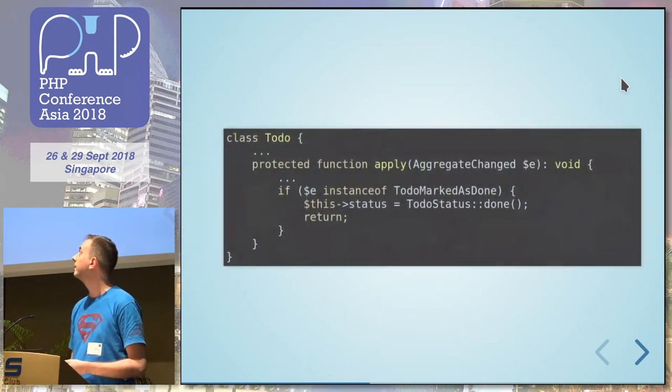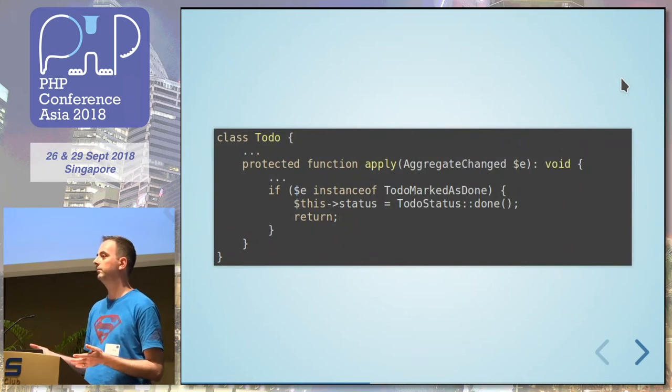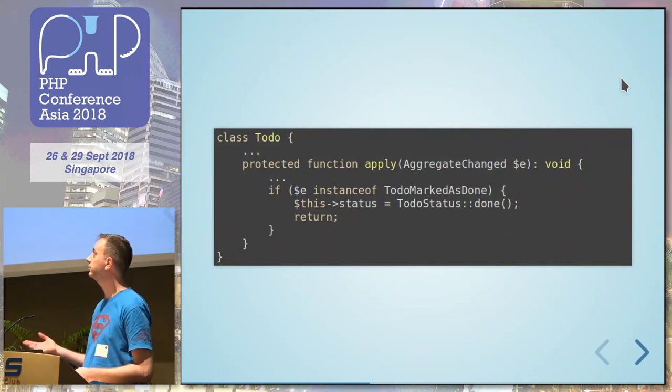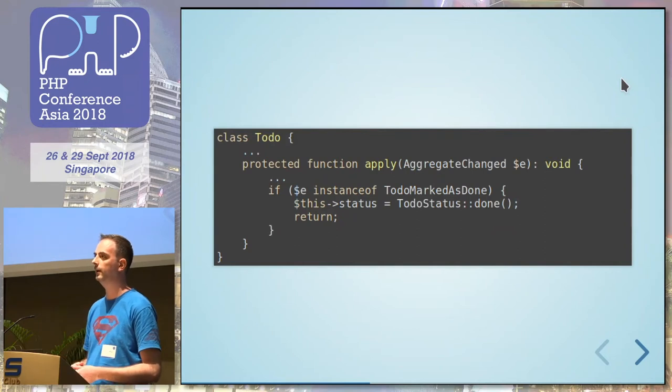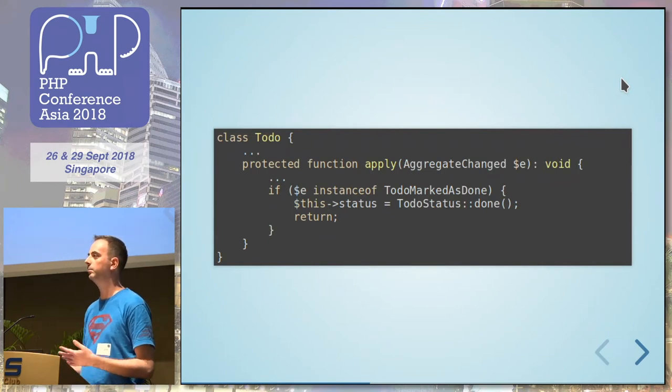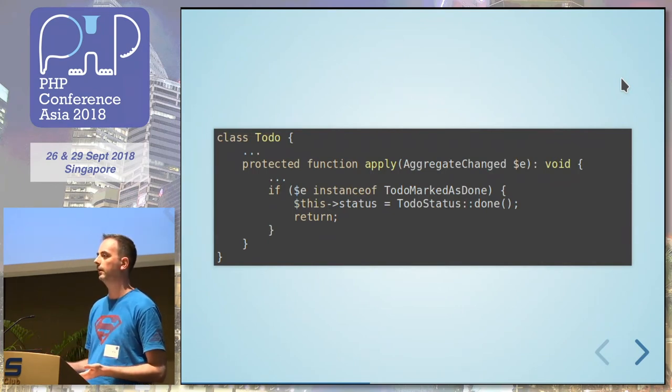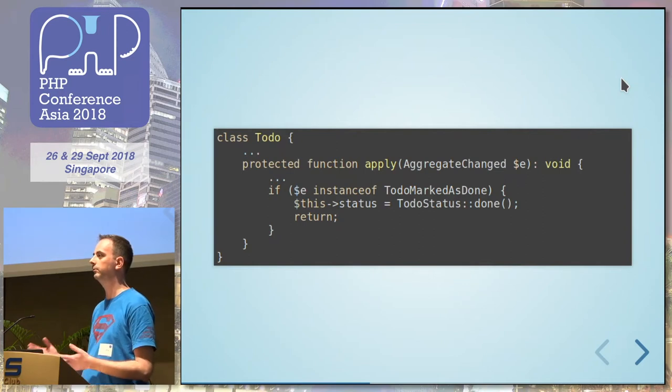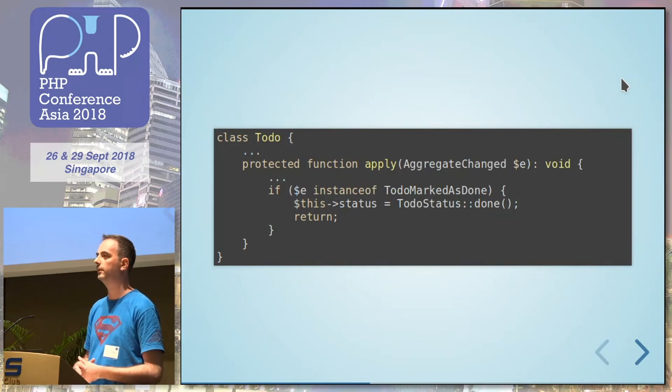So the apply method is basically the same method structure. So you get, again, a domain event. And what you have inside is basically a big switch statement for all the events that you're interested in. And you do your updates on the state according to the events that come in. So if you have an event like to-do was marked as done, I just update the status to done.